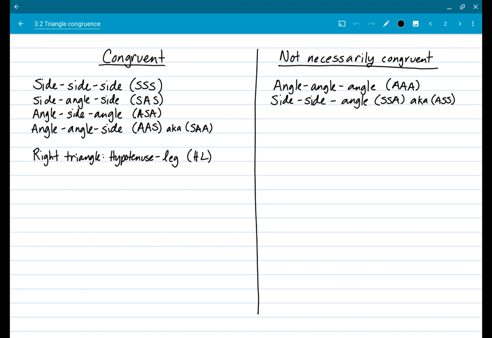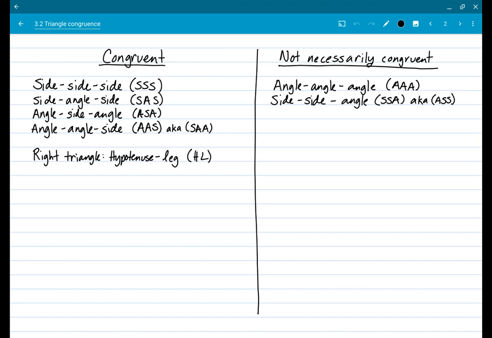Now, there are two that will not necessarily make things congruent. And if you're trying to memorize these, and I would recommend that, these are probably the easier side to memorize, is just remember the ones that don't make it congruent. Angle, angle, angle will make two similar triangles. But unless the sides are also congruent, you are not necessarily going to have a congruent triangle.